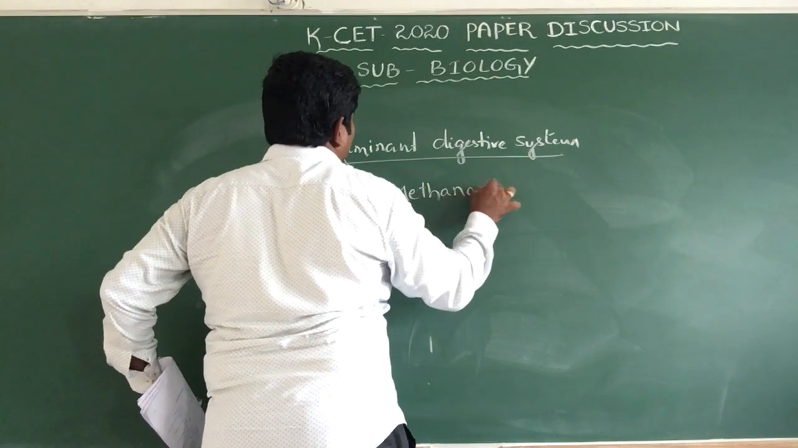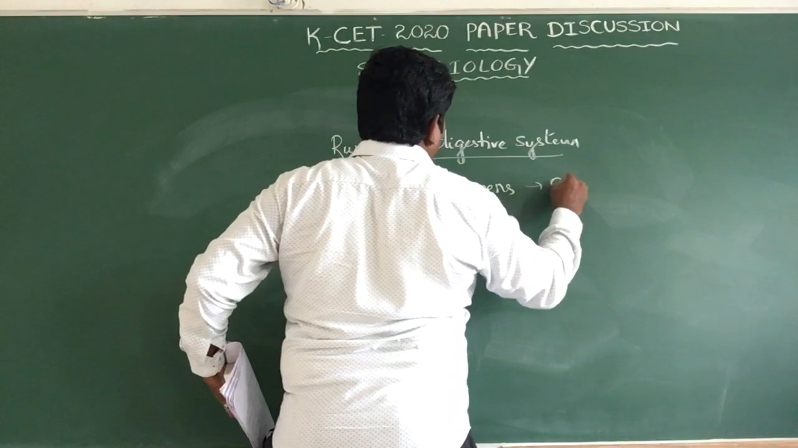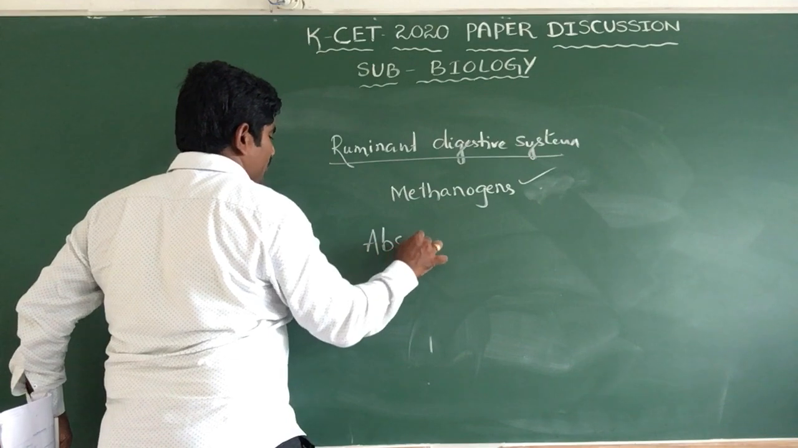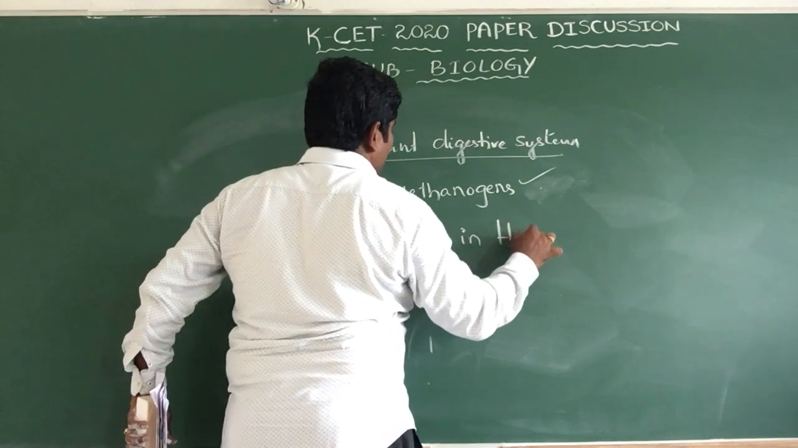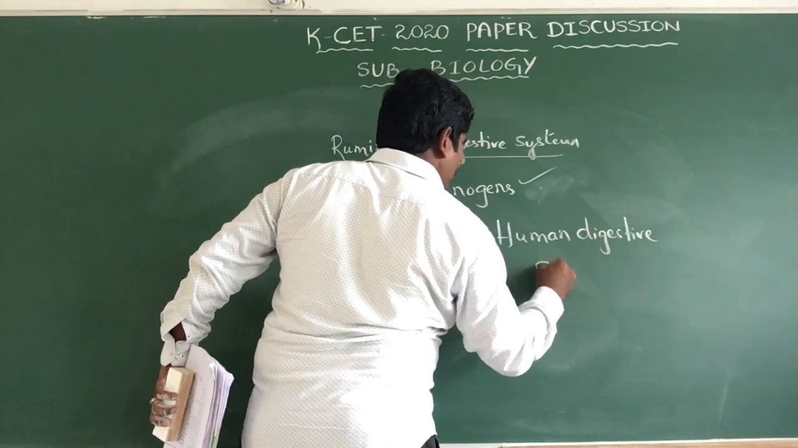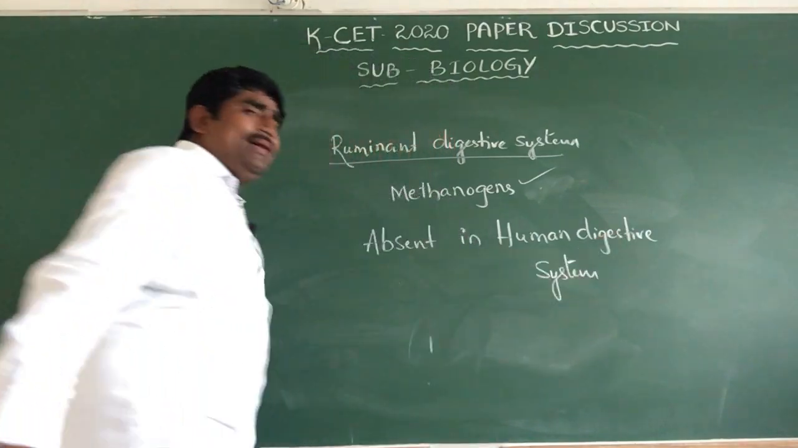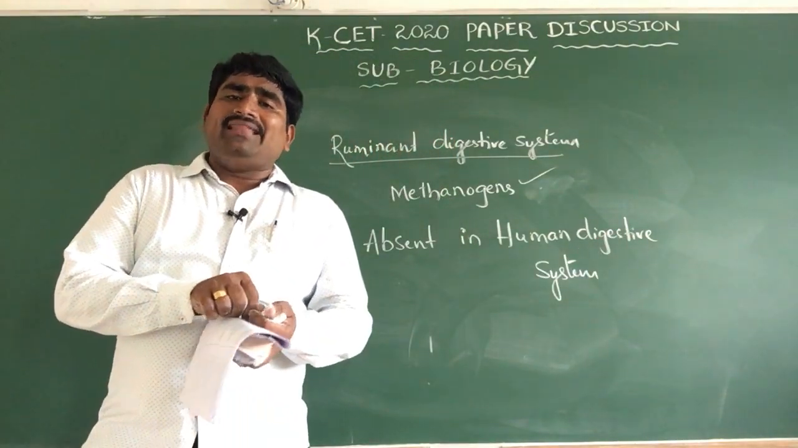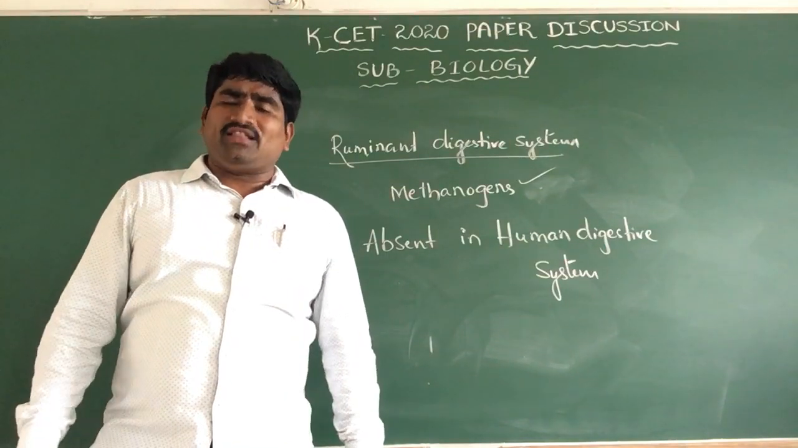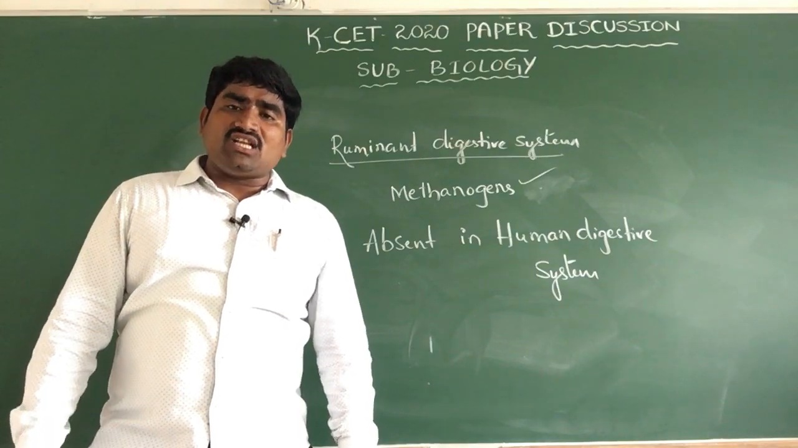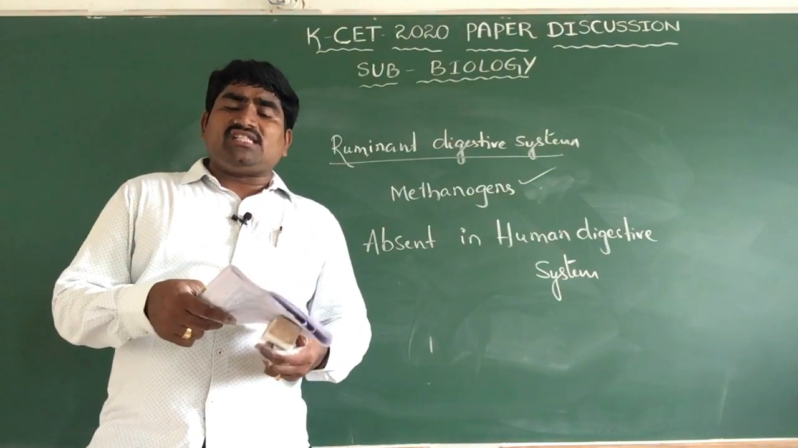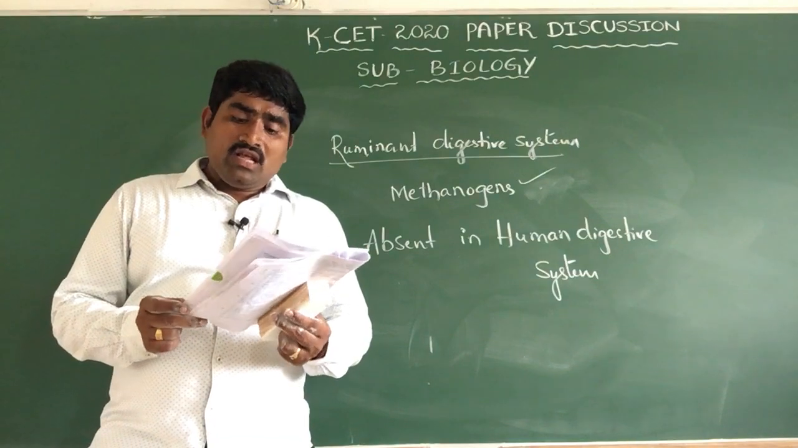These methanogens are absent in the human digestive system. So methanogens are present in the ruminant digestive system, absent in the human digestive system. This is the answer. As methanogens are present in the ruminant digestive system, they help in which process? Digestion of cellulose. But in the human digestive system, methanogens are absent. So because of the absence of methanogens, we cannot digest cellulose. Clear or not?